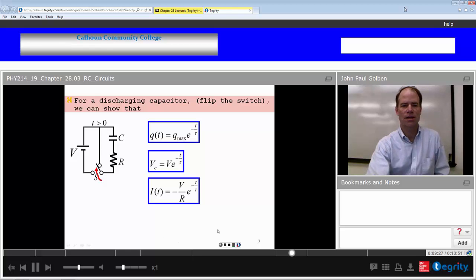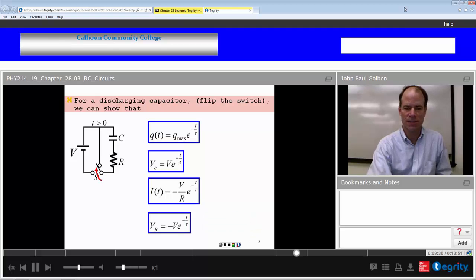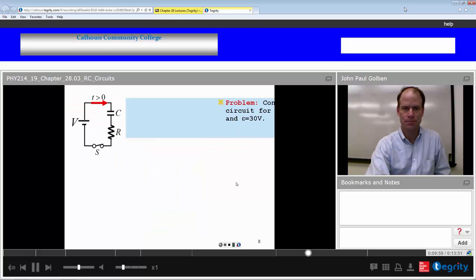The current, being the charge supplied by the capacitor, is going to go in the opposite direction as it was before, negative V over R, e to negative t over tau. And the voltage across the resistor will be the negative of the voltage across the capacitor at any particular time. That's for a discharging capacitor circuit if I were to flip this switch. We probably won't be doing too much of that, but that's so that you would have that for completeness for that situation.